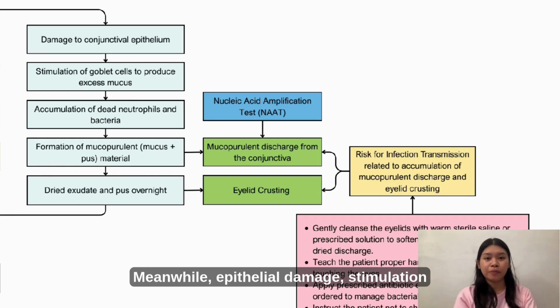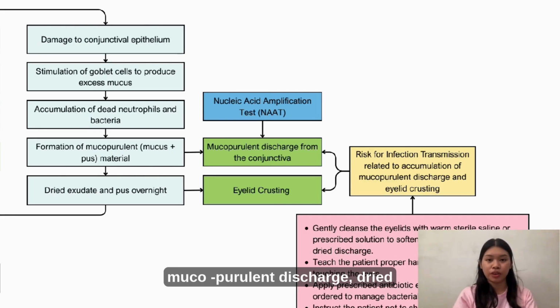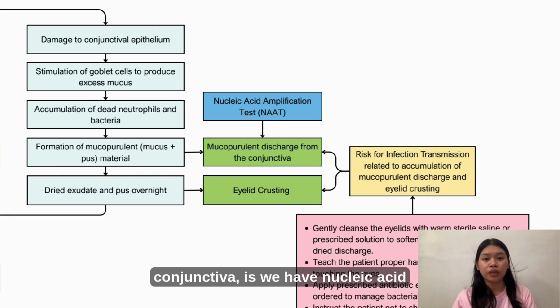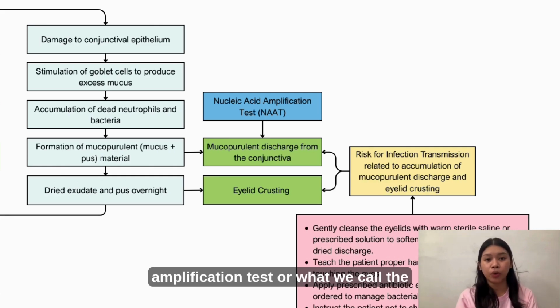Meanwhile, epithelial damage, stimulation of goblet cells, and accumulation of dead cells and pus result in mucopurulent discharge, dried exudates, and eyelid crusting. For the laboratory test of mucopurulent discharge from the conjunctiva, we have the nucleic acid amplification test, or NAAT. It is the gold standard test for diagnosing chlamydial infections, including chlamydial conjunctivitis. It can detect infections earlier and more accurately than culture or antigen-based tests.